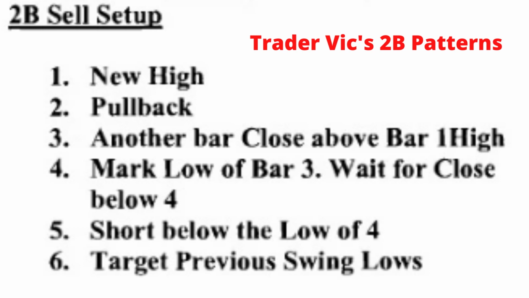2B sell setups. Here are a few sell setups. New high, pull back, another bar close above bar 1 high, mark low at bar 3, wait for close below 4, short below the low of 4, target previous swing.